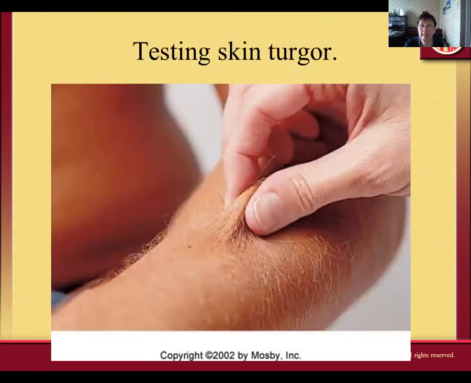Then we can test the skin turgor or elasticity of the skin. We make a fold and then release it, and look how quickly the skin returns to the initial state.